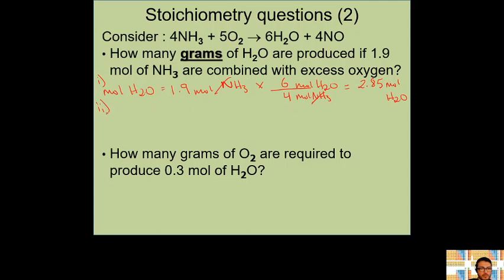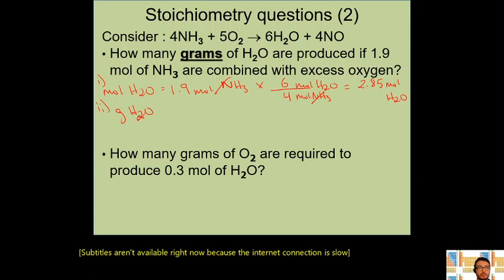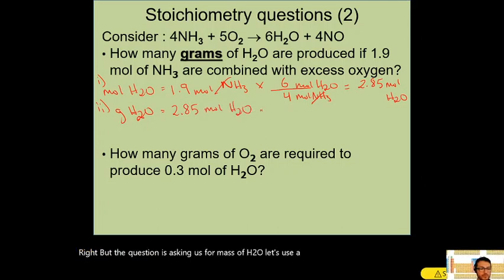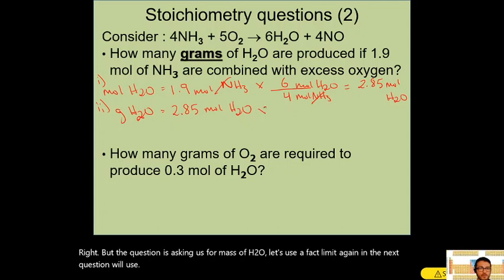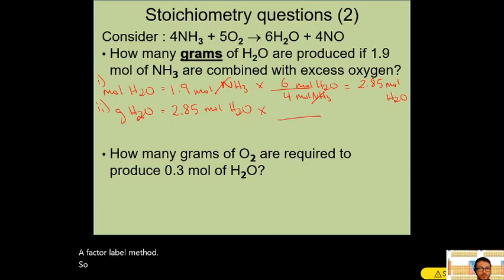Next step, we need to convert to grams. So we need mass. Right, what the question is asking us for, mass of H2O. Let's use a factor label method again. In the next question, we'll use a factor label method. So we have 2.85 mole of H2O, okay, times a conversion factor.